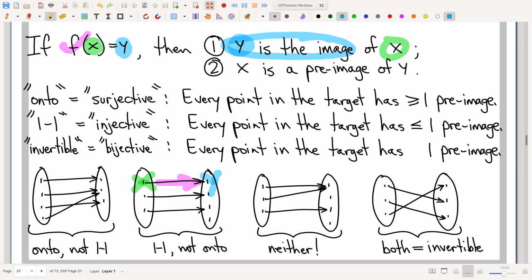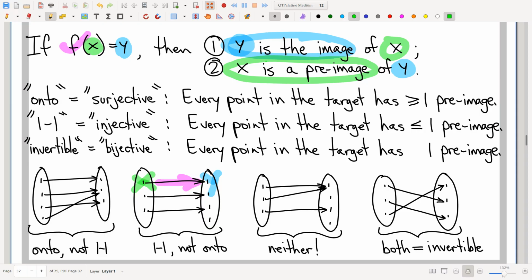The image of a function is the set of all images of the points. And a heads up on another little bit of terminology: given an output, we can talk about the set of all possible pre-images. In other words, the set of all inputs that would have given that output.